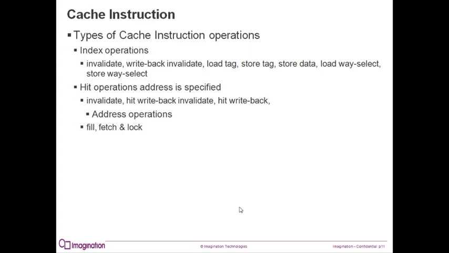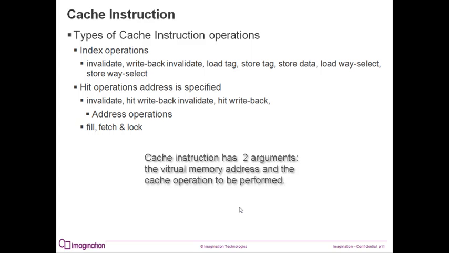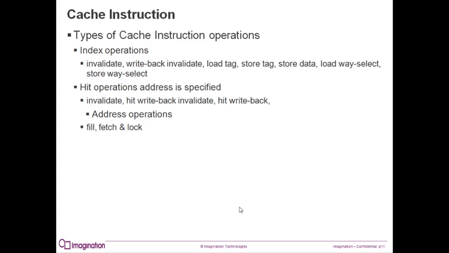Let's talk a little bit about the cache instruction. The cache instruction has two arguments, the virtual memory address and the operation to be performed. I'll show you more about the actual assembly code for the cache instruction and explain how the virtual address is used in an upcoming example. Since the example only uses one cache operation, I'll discuss all types of cache operations that can be performed here.